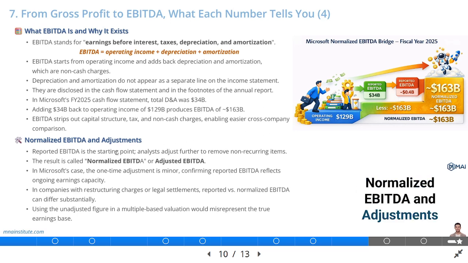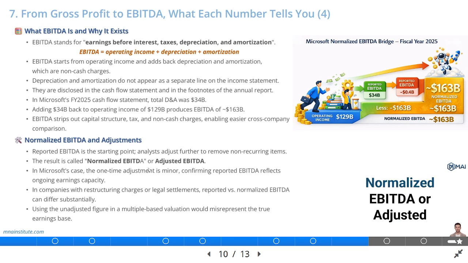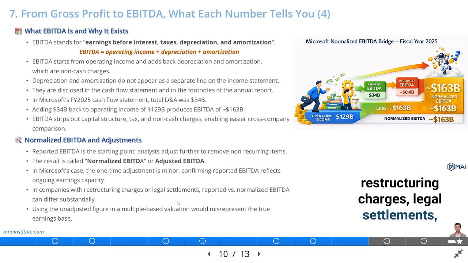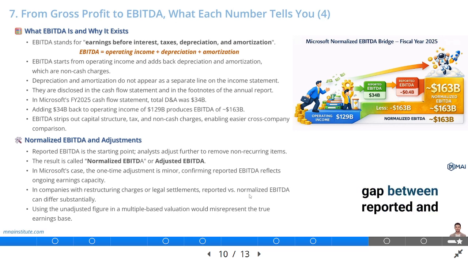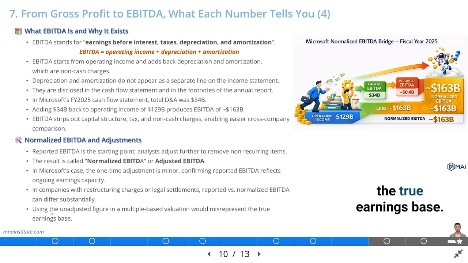Normalized EBITDA and adjustments. Reported EBITDA is the starting point, but analysts adjust it further to remove non-recurring items before applying a valuation multiple. The result is called normalized EBITDA or adjusted EBITDA. In Microsoft's case, the one-time adjustment is minor, confirming that reported EBITDA closely reflects ongoing earnings capacity. In companies with significant restructuring charges, legal settlements, or acquisition costs, the gap between reported and normalized EBITDA can be substantial, and using the unadjusted figure in a multiple-based valuation would misrepresent the true earnings base.